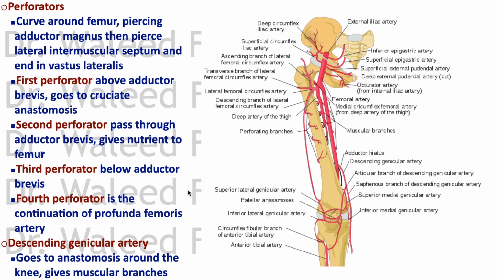Another deep branch of the femoral artery is the descending genicular branch, the one you see here, that shares in the anastomosis around the knee joint. It arises in the subsartorial canal, in the adductor canal, and descends to supply the knee.